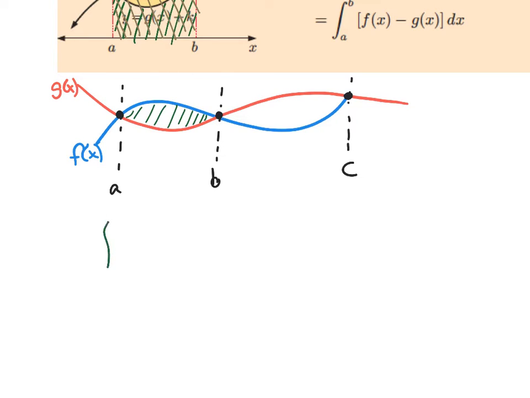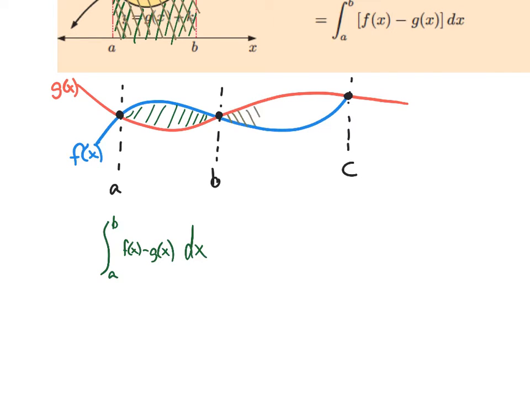And that's going to be the integral from a to b of, which is it going to be? f of x minus g of x or g of x minus f of x? Very good. f of x is on top, so this is going to be f of x minus g of x dx. Okay?